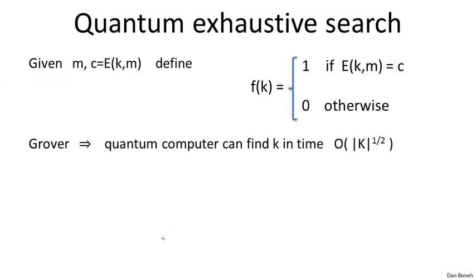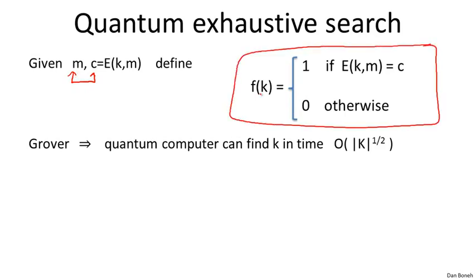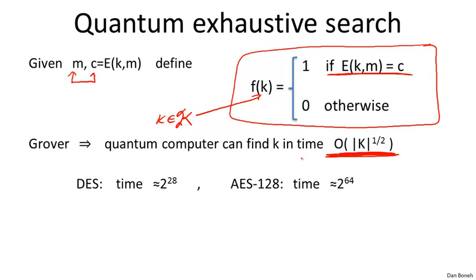All right, so what does this have to do with block ciphers? Well, suppose I give you a message and ciphertext pair. Just one or just a few. We can define a function as follows. It's a function on K, the key space. And the function will output 1 if it so happens that the encryption of M with K maps to C, and it will output 0 otherwise. Now, this is exactly the type of function that's 1 at one point in the key space, and that's it. So by Grover's algorithm, we can find the secret key in time square root of K.